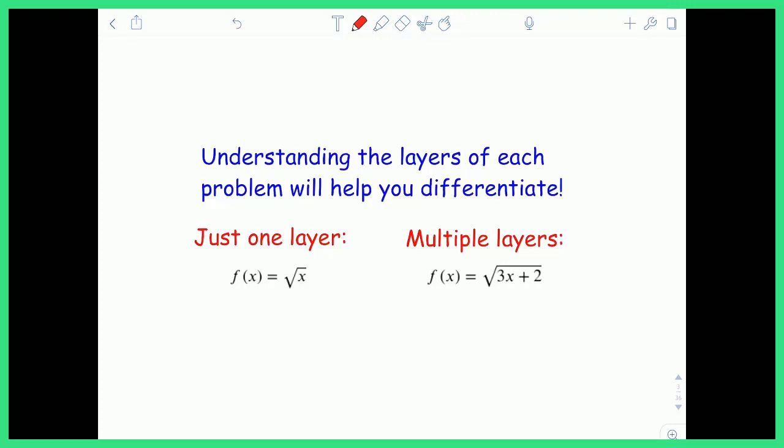For example, a problem that contains just one layer is the square root of x. Notice that inside the square root function is just a singular x. Compare that to the square root of 3x plus 2. The square root of 3x plus 2 is now considered a multi-layered function because the first layer is the square root and the second layer is the binomial 3x plus 2.